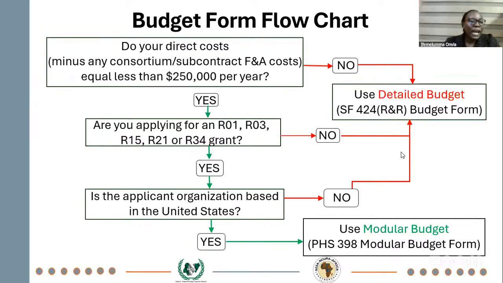So if you look at these questions here, for an institution that is not based in the United States, that's an international funding agency. If you are not based in the United States, automatically you are to use a detailed budget. But for other conditions, if you are based in the United States, the budget you are trying to prepare, the limitation of the fund per year is $250,000. You are applying for an R01 and you are based in the United States, then you will need to use a modular budget.